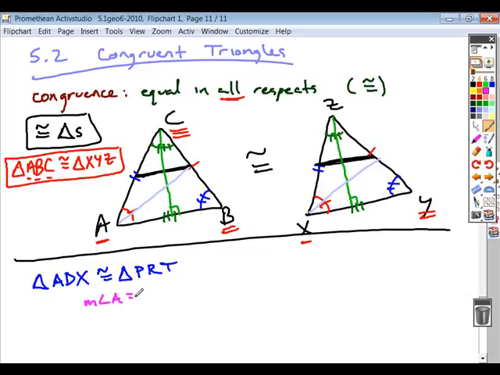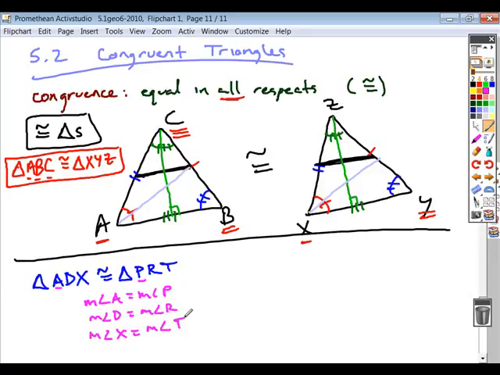Angle A is congruent to what angle in the other triangle? First letter, so it's equal to angle P. Angle D is equal to angle R, the second letters. And finally, angle X is equal to angle T.